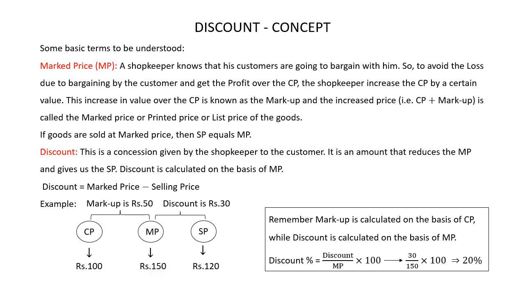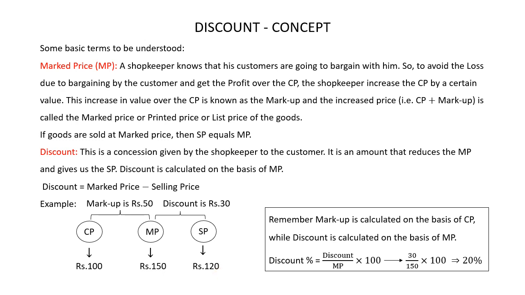Then he announces a sale saying that he is going to give a discount of rupees 30 on the article. So the selling price now will be rupees 120. That is marked price minus discount is the selling price. That is 150 minus 30 is 120. So the customer will be buying the article at rupees 120.